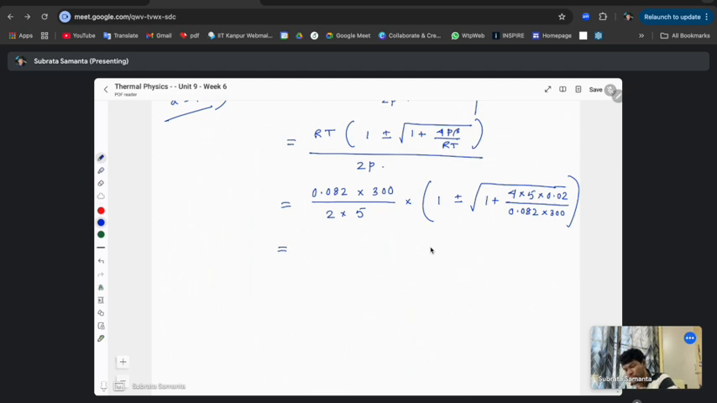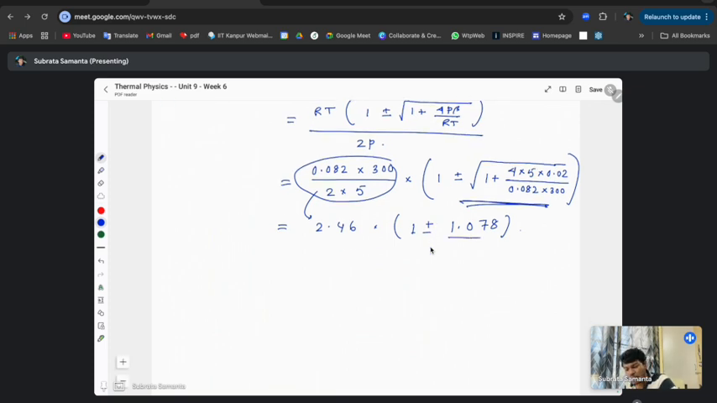So after simplifying, you just use a calculator to calculate this. Once you calculate this, you get 2.46, so this value is 2.46 times 1 plus or minus. If we calculate this square root value, it gives 1.078. Now tell me which sign I will choose, plus or minus, because this number is greater than 1.